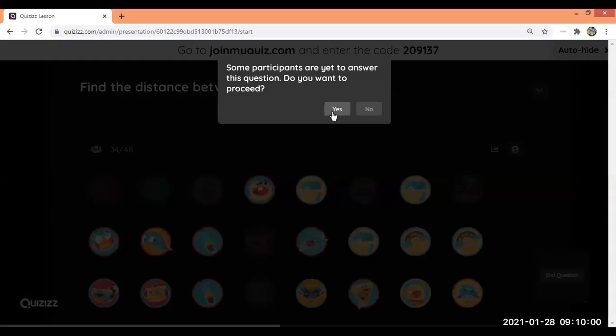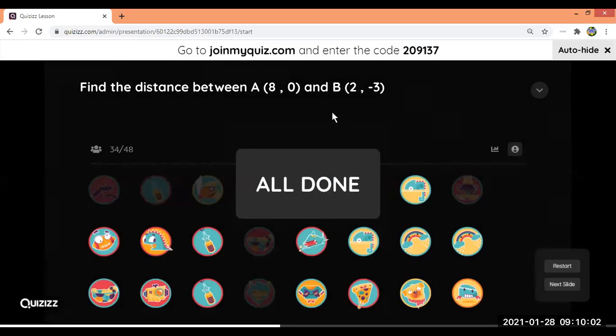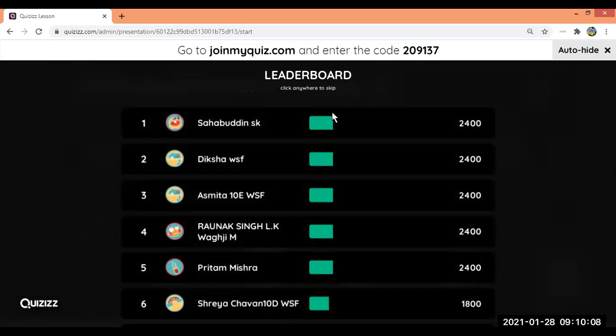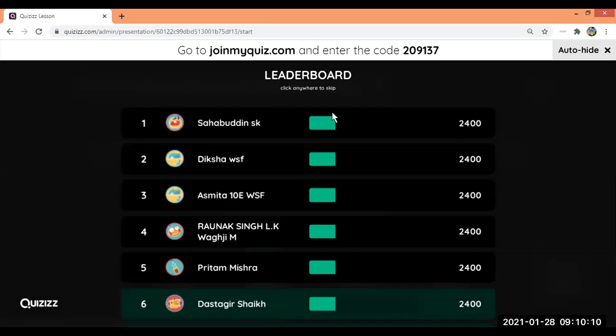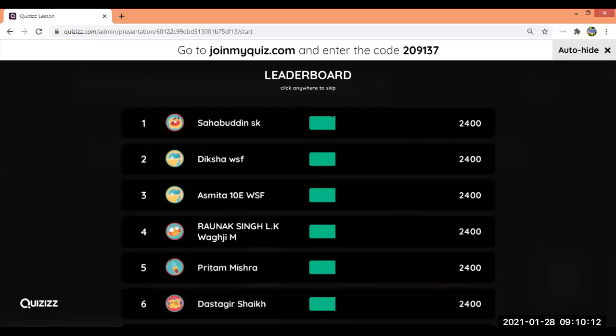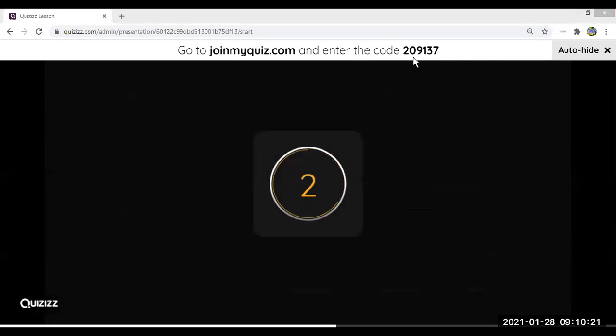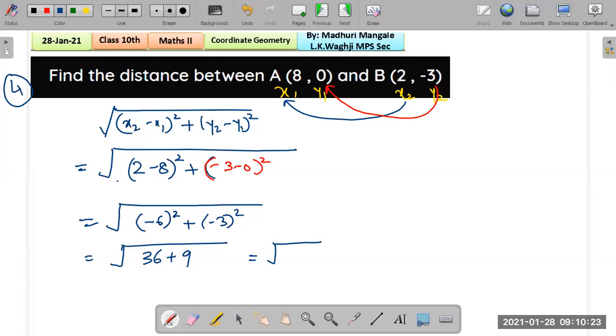So here I end this question. Let's see how many of you have got it right. Very good. 22 of you have got it right. Let's solve it on the board. Please move to the Zoom board here.